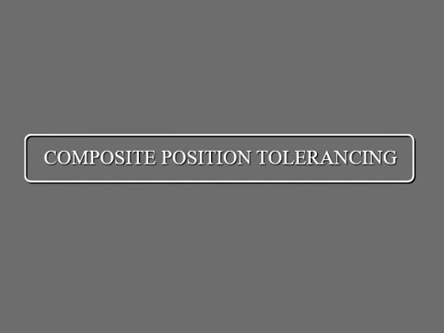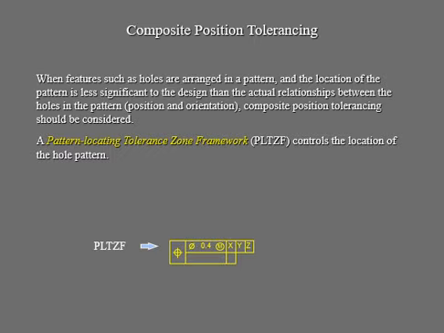All right, so now composite position tolerancing. Composite is very important in specification and verification for quality, people. So let's get into that. When you have features like your holes arranged in a pattern, then the location of that pattern is not that important to the design, yeah, compared to the actual relationship between the holes in the pattern. So we're talking about the position of that hole and the orientation of that.